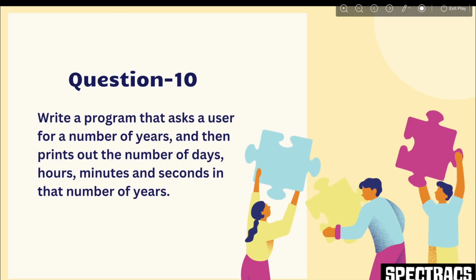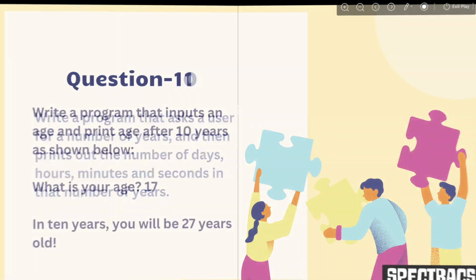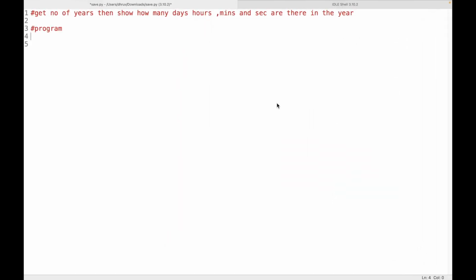Write the program that asks the user for the number of years and then print out the number of days, hours, minutes and seconds in this number of years. So in this question, we're asking to get the number of years from the user and we have to show how many days, hours, minutes and seconds are there in this number of years. So n is equal to int input, enter number of years. Now we're going to calculate the number of days. So days is equal to 365 times the number of years, since 1 year has 365 days.